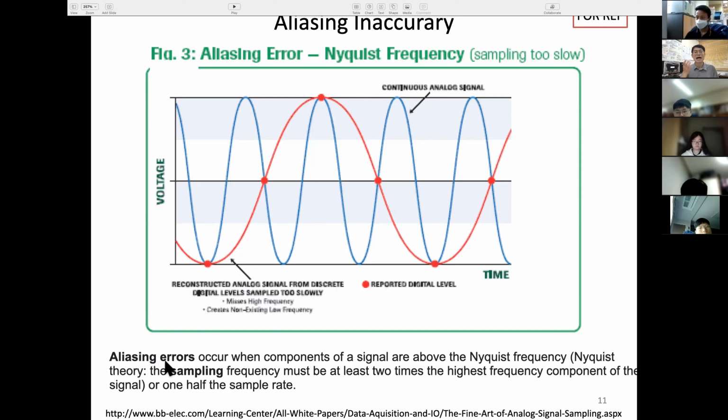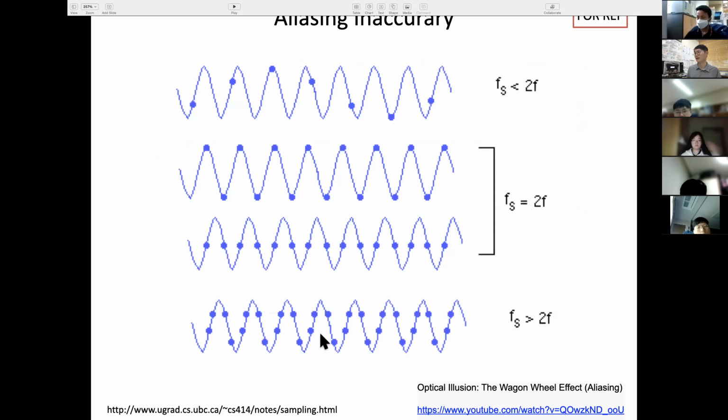Then the question is, how fast do you have to sample? And there comes the Nyquist criterion, which is 2 times the signal frequency. Let's see why that's the case. This is an example of aliasing inaccuracy. The top one is exactly when your sampling frequency is slower than twice the original frequency. And if you follow this black dot, you are definitely interpreting this as a very, very slow signal.